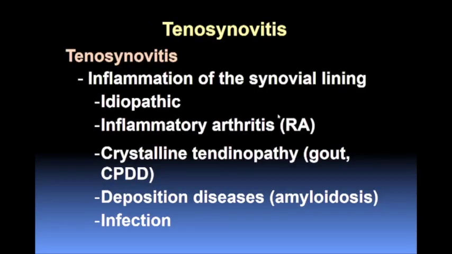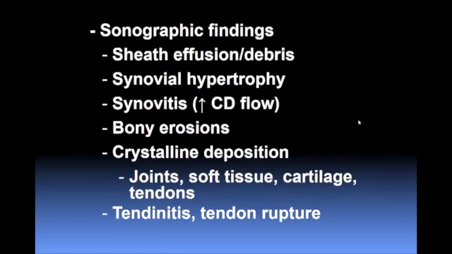Okay. Let's move on to tenosynovitis for a few minutes. Tenosynovitis is an inflammation of the synovial lining. Oftentimes it's idiopathic, but it may be due to inflammatory arthritis, such as rheumatoid arthritis, crystalline tendinopathy, gout, CPDD, and deposition diseases such as amyloid, or infection, which is rare. I've only seen one patient with an infected tenosynovitis, and that needs a hand consult right off the bat.